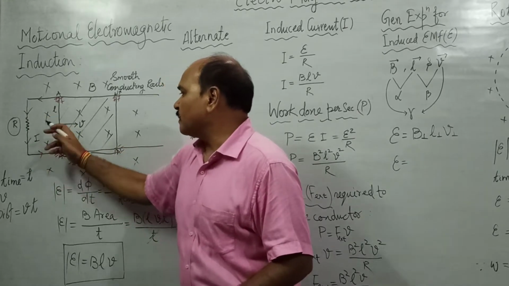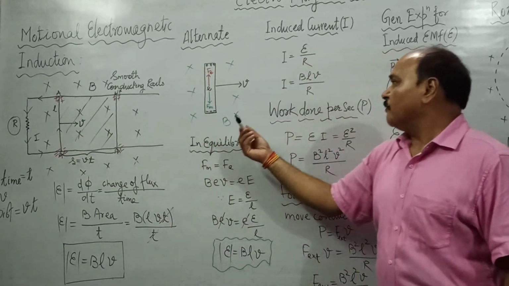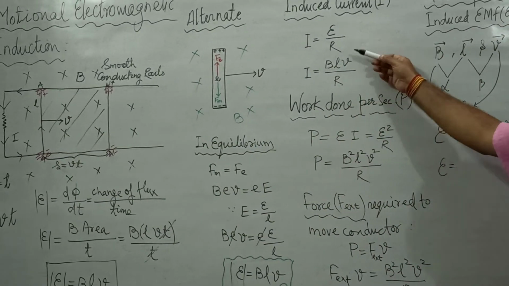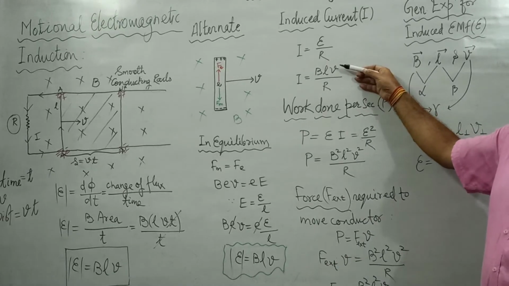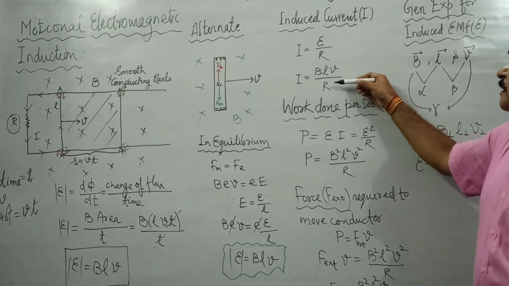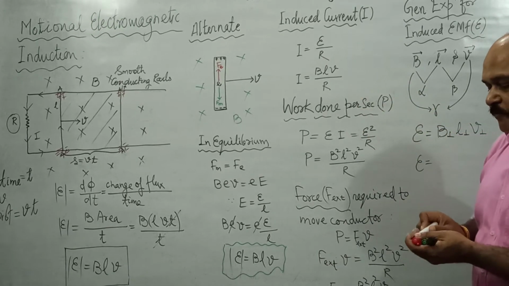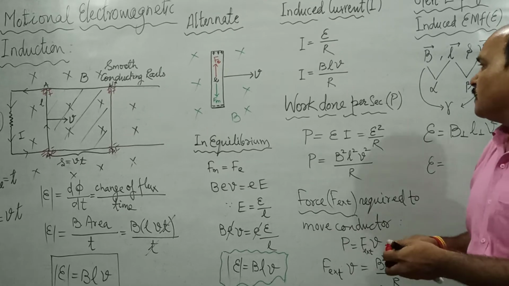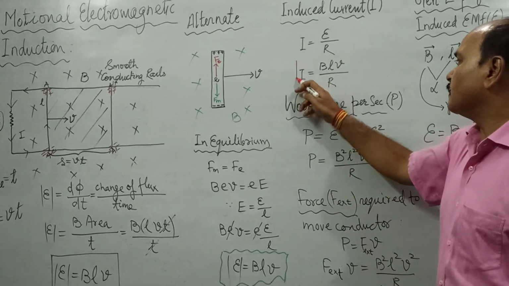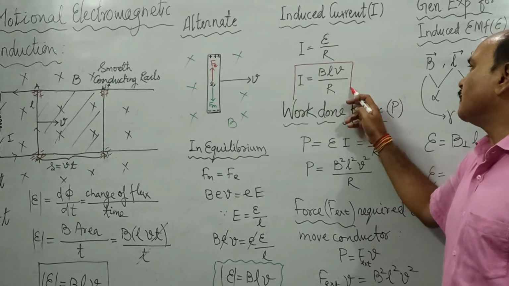And what is the value of current? This value of current is going to be the value of induced EMF upon the value of resistance. E is BLV, and R is the resistance. So the value of induced current is BLV upon R. This is the value of induced current.